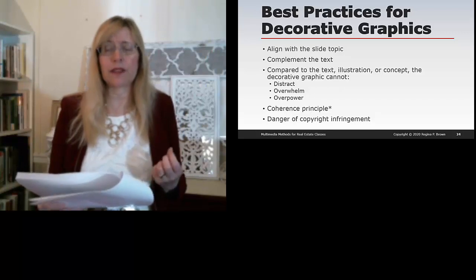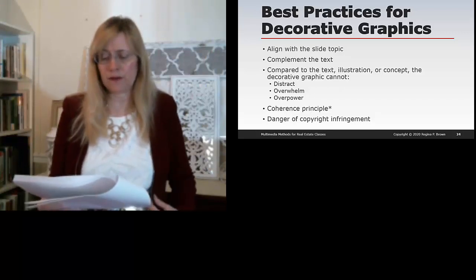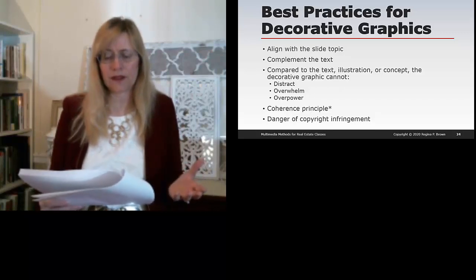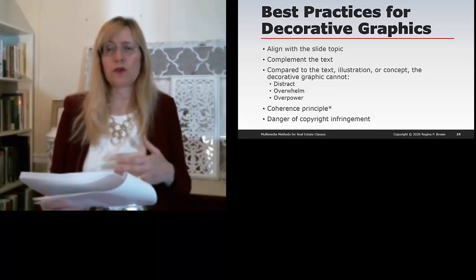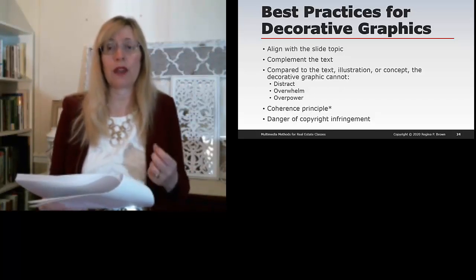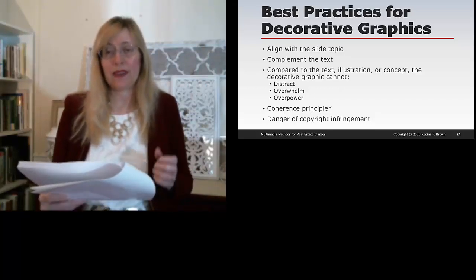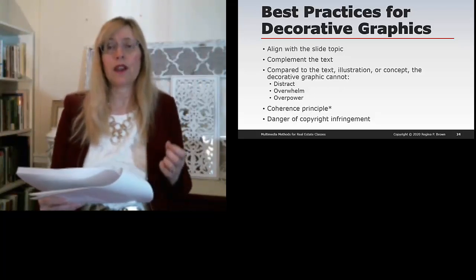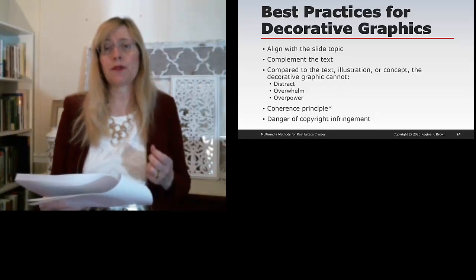Lastly, with graphics, there is the danger of copyright infringement. The internet provides easy access to millions of graphics at the click of a finger, and instructors need to be cautious to copy only those graphics which are permitted for educational reuse. Otherwise, the instructor and the educational institution risk being sued for copyright infringement.